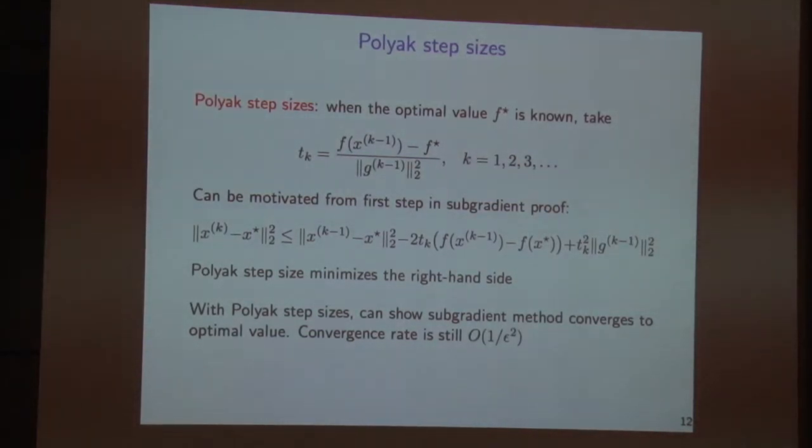So even with this somewhat idealistic choice of step size, which is only possible when we know the optimal criterion value f star, you can show the convergence rate is still 1 over epsilon squared. So it doesn't really do us any better in terms of the convergence rate, but it is the best step size in some sense, practically, if we know the optimal criterion value.